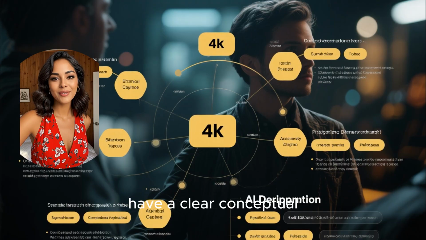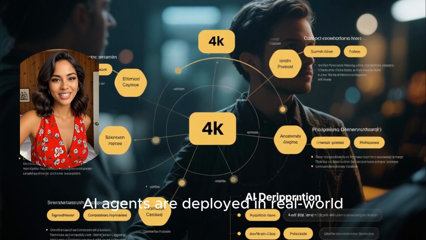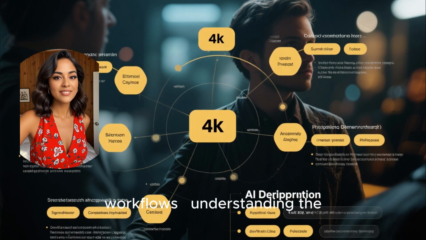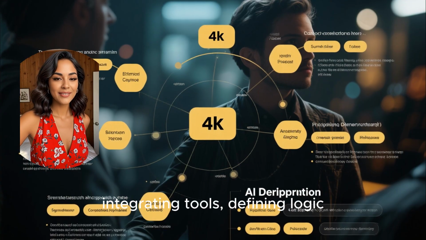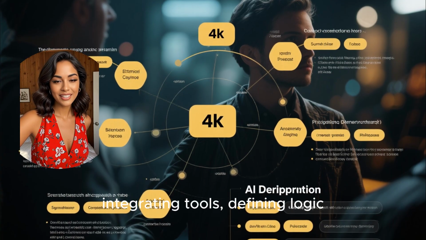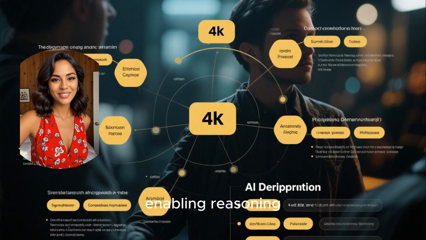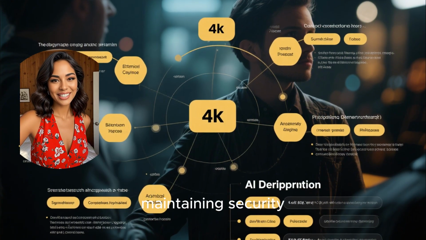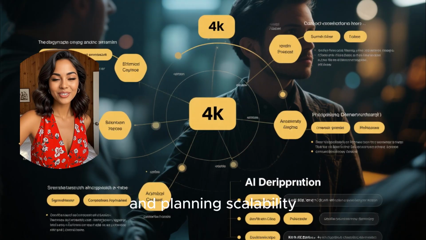By now, you should have a clear conceptual picture of how AI agents are deployed in real-world workflows. Understanding the environment, integrating tools, defining logic, enabling reasoning, applying feedback loops, maintaining security, and planning scalability.